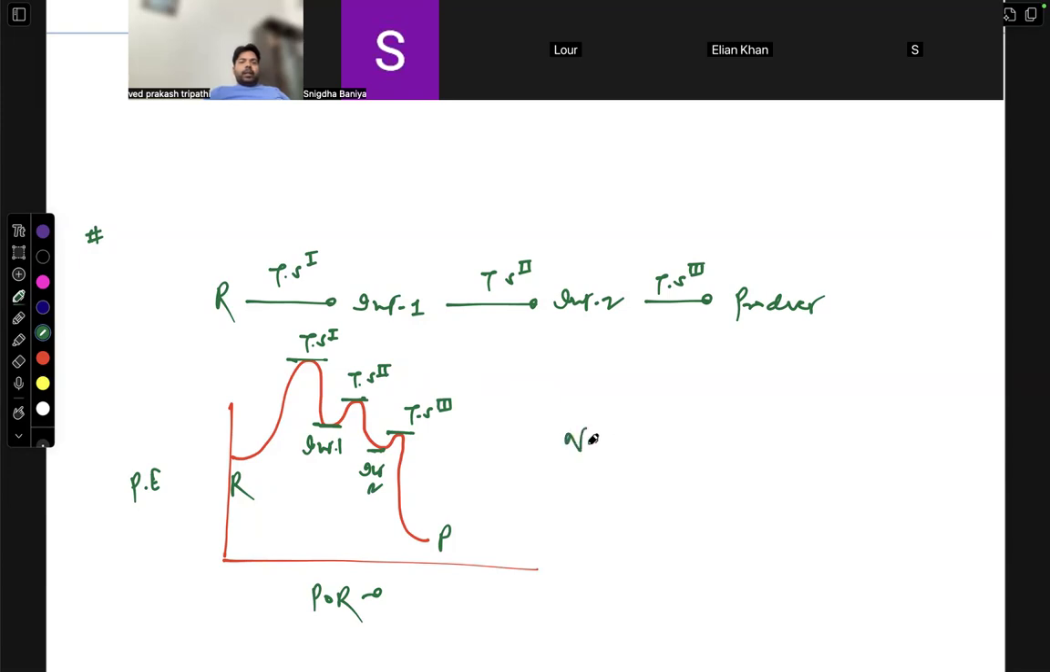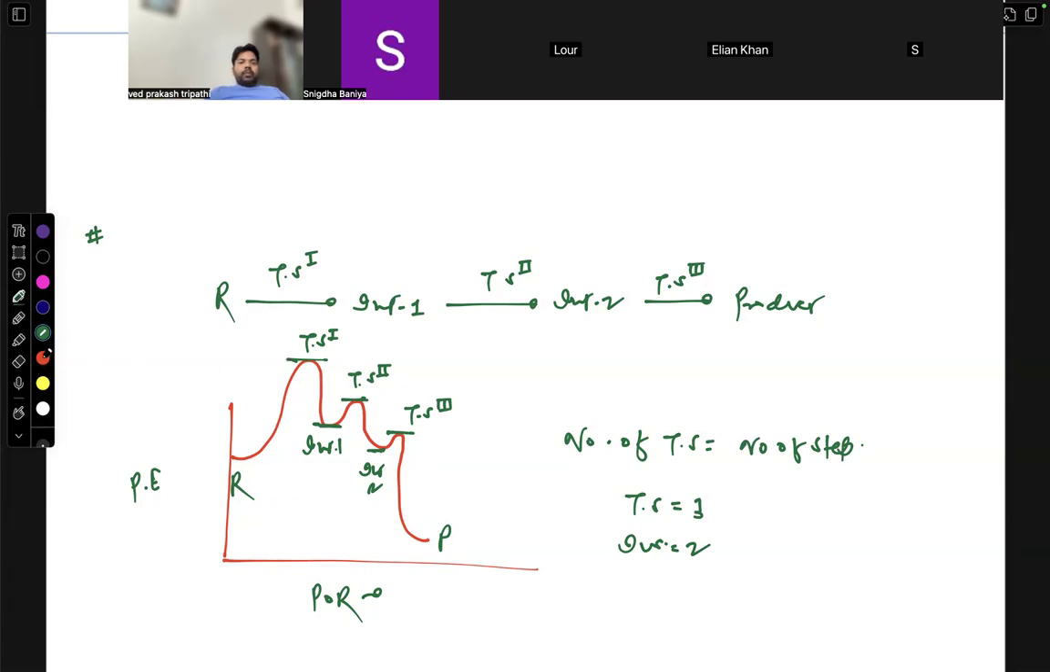So we can say here the number of transition states is equal to the number of steps. Here we have 3 transition states, which means we have a 3-step reaction. And the number of intermediates would be less than the number of transition states. You have to subtract just 1. So if the transition state count is 3, then the intermediates would be 2. Clear?